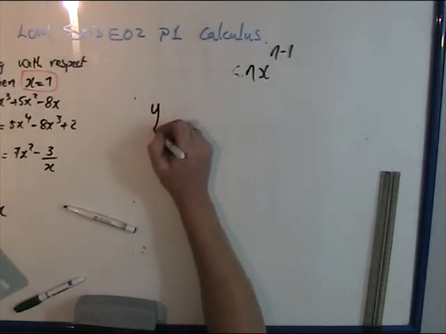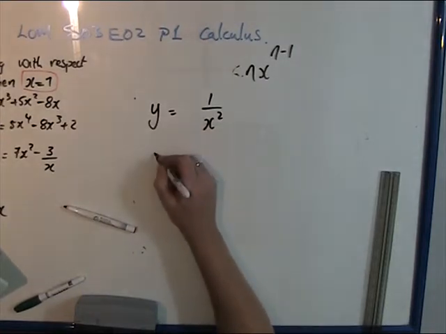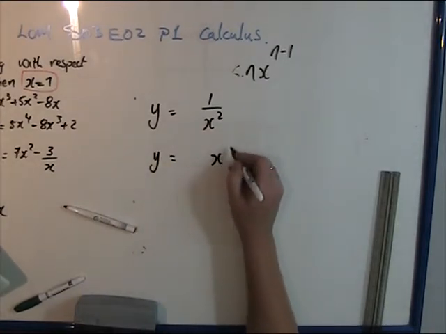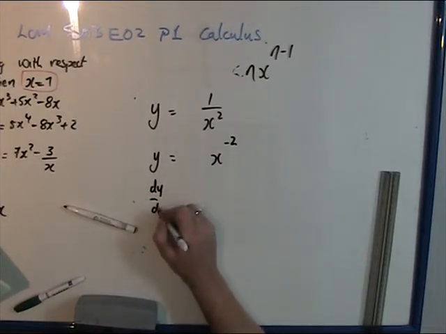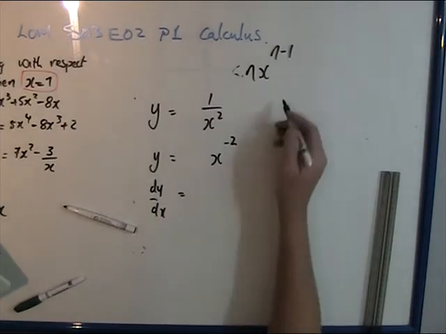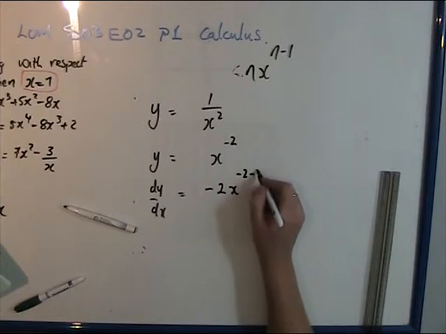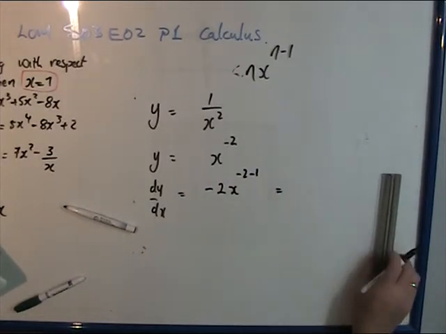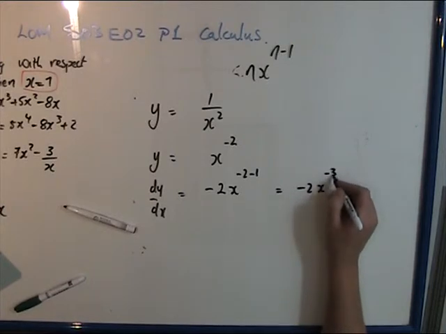Let's try another one. y is equal to 1 over x squared. To bring that up, y is equal to x to the power of minus 2. dy/dx is equal to, multiply by the power, reduce the power by 1: minus 2 times x to the power of minus 2 minus 1, which is equal to minus 2 times x to the power of minus 3.